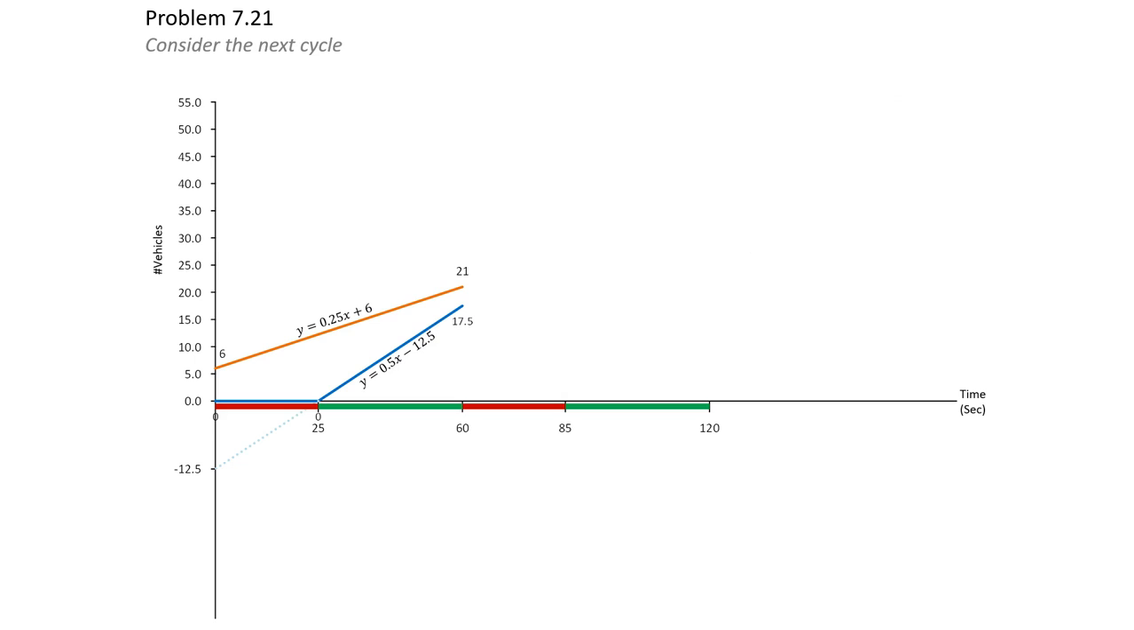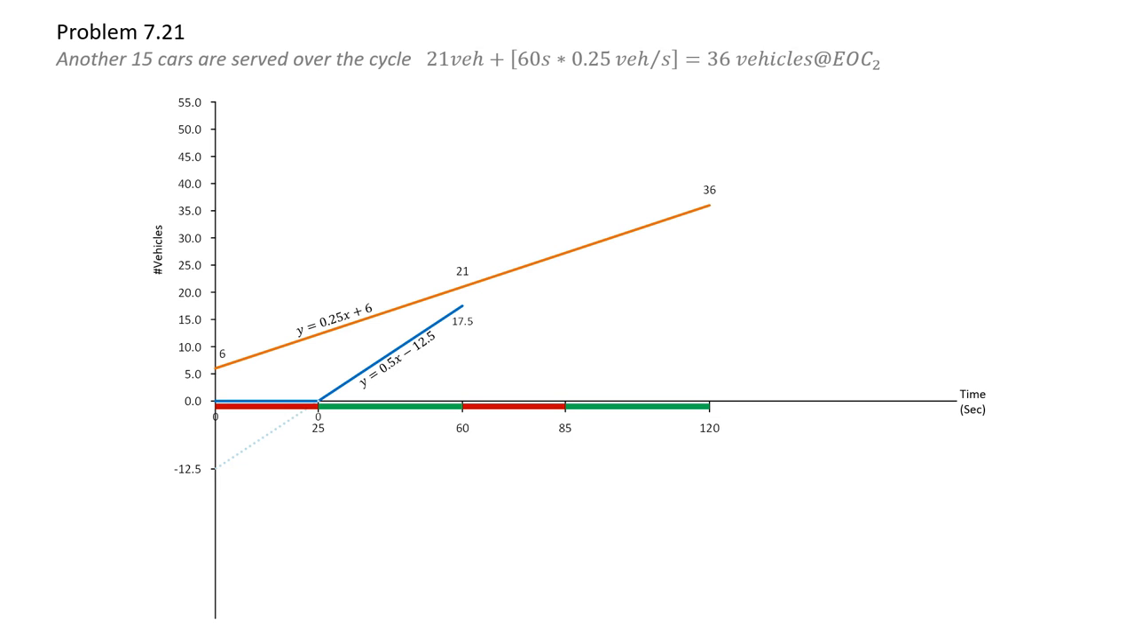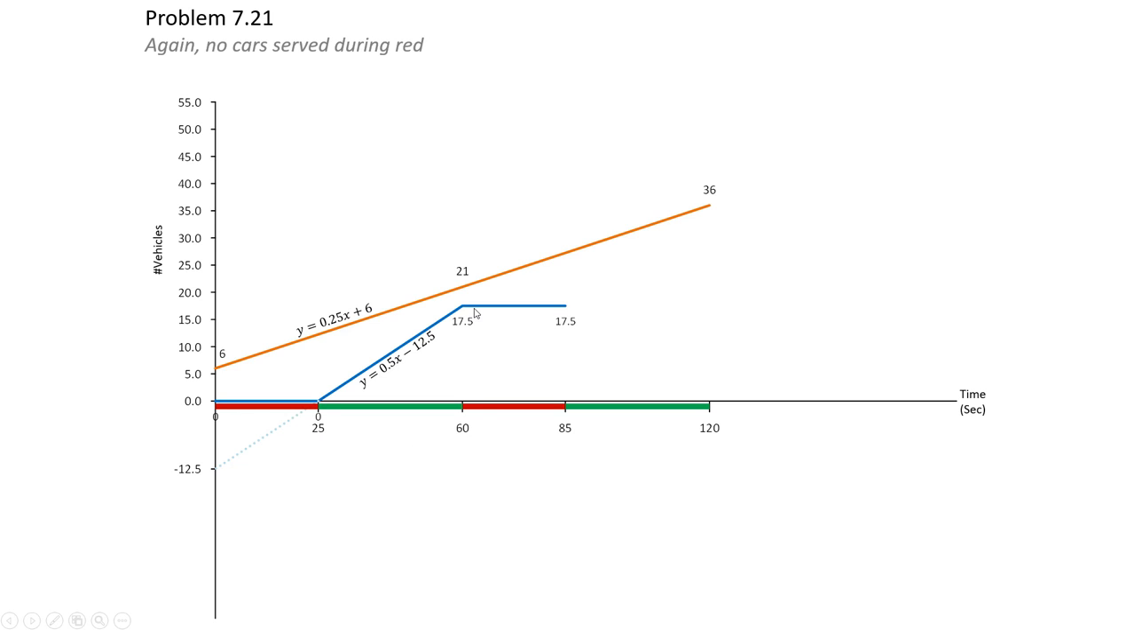So the next cycle starts. We've got our first 25 seconds of red, then we've got our 35 seconds of green. We've got the same arrival rate. So at the end of cycle 2, we're now up to 36 seconds, 120 seconds since we started. All right. Nobody moves during red, so we hold even at 17.5. Then we shoot back up. Right, and now only one car is left who doesn't make it through on green, but it's too late. Right, the next red starts. We'll see that in a second.